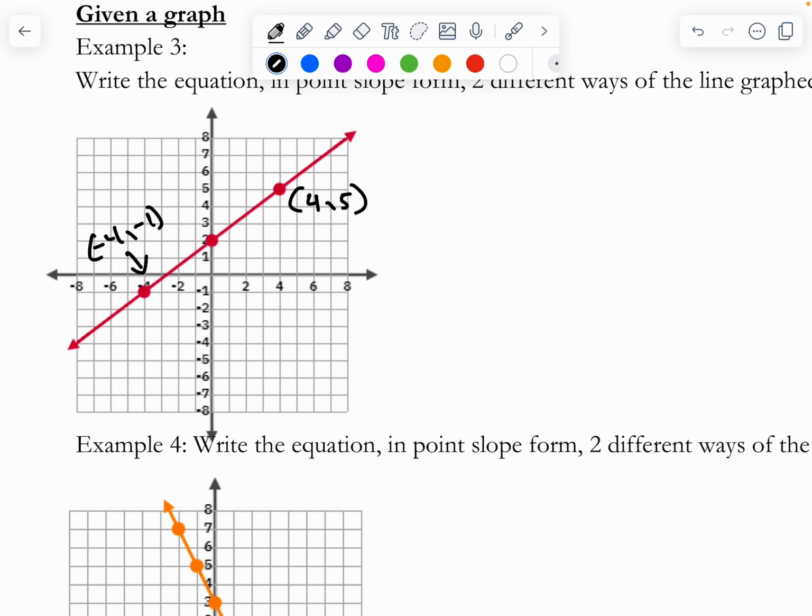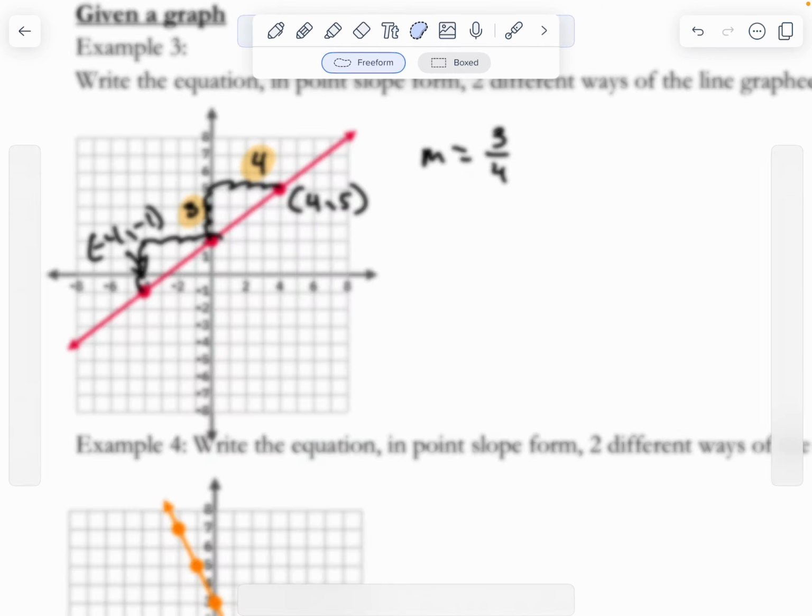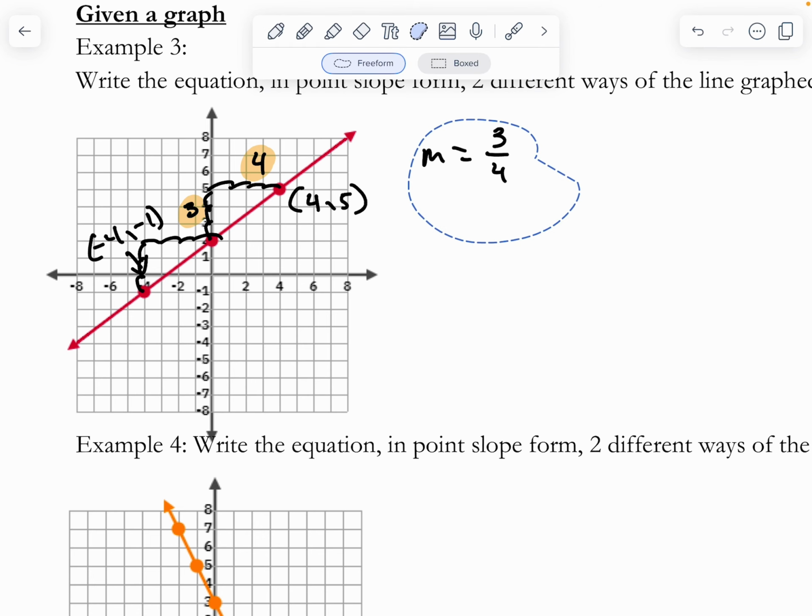But let's see. My slope is 1, 2, 3, up 3 over 1, 2, 3, 4. And 1, 2, 3, up 3 over 1, 2, 3, 4. So it looks like every single time my slope is positive 3 over 4. So let's write that down. I'm going to do m is equal to 3 over 4. And my points are going to be different. So let's actually do this. I'm going to put the slope here in the middle because we're going to use it twice.